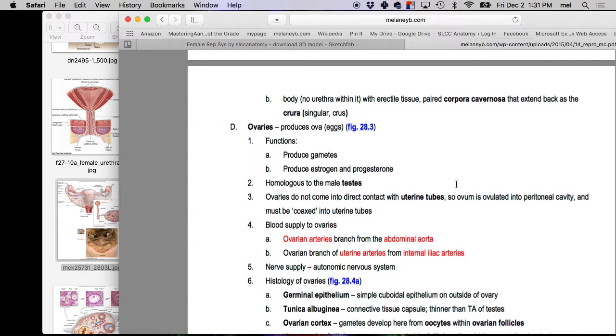Okay, so the functions of the ovaries: they produce gametes, which are oocytes or eggs in females, and they produce estrogen and progesterone. They are homologous to what structure in the males? Testes, exactly. Here's something funny.